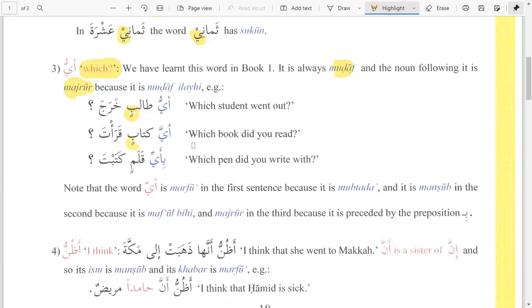Ayya kitabin qara'ta. Which book did you read? So it is mansoob here.